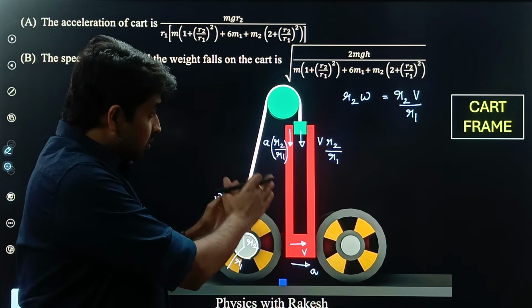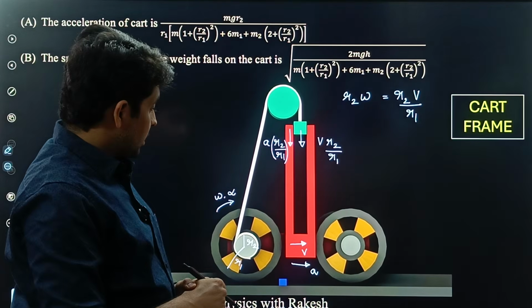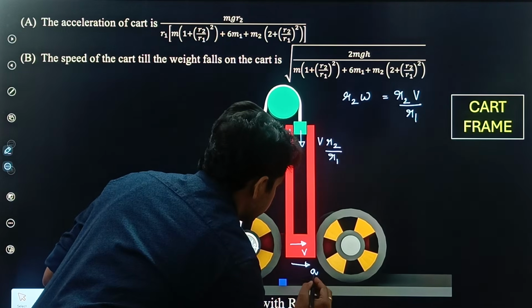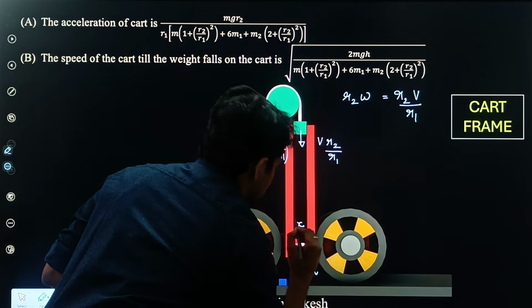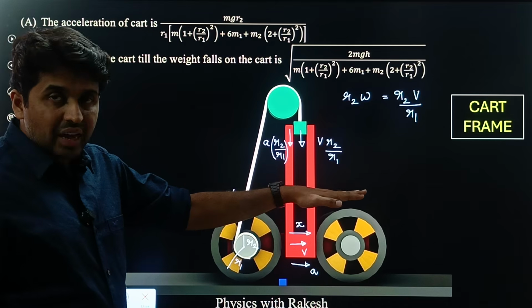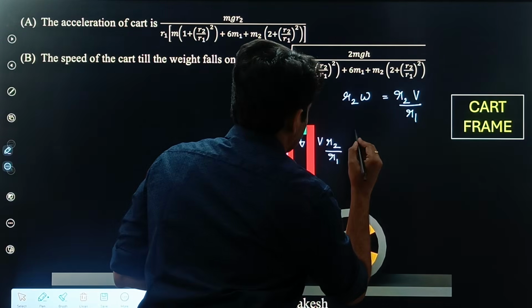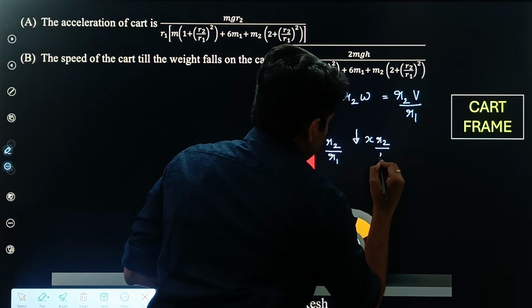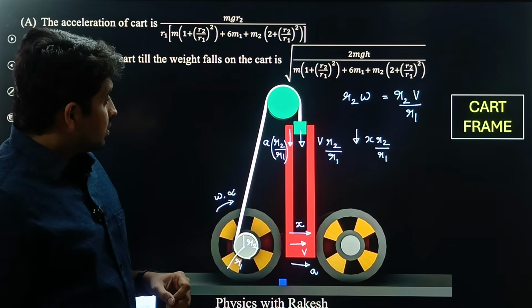See, all of this is in the frame of the cart. We have not yet moved to the frame of the ground. And suppose the cart moves by some x. This mass will come down by x R2 by R1.